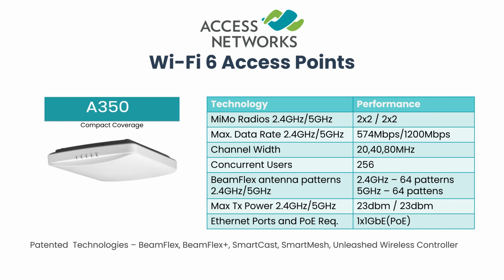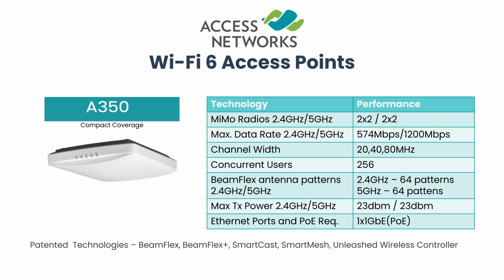But then we look at the antenna patterns. This has 64 BeamFlex antenna patterns per band. So that's 63 more than just an omnidirectional AP that's just broadcasting out. So think about that like points on a compass. 63 points on a compass of focusing that energy is definitely going to give you more energy compared to an omnidirectional antenna. And the transmit power on this AP, about 23 dBm on both channels, a single Ethernet port.